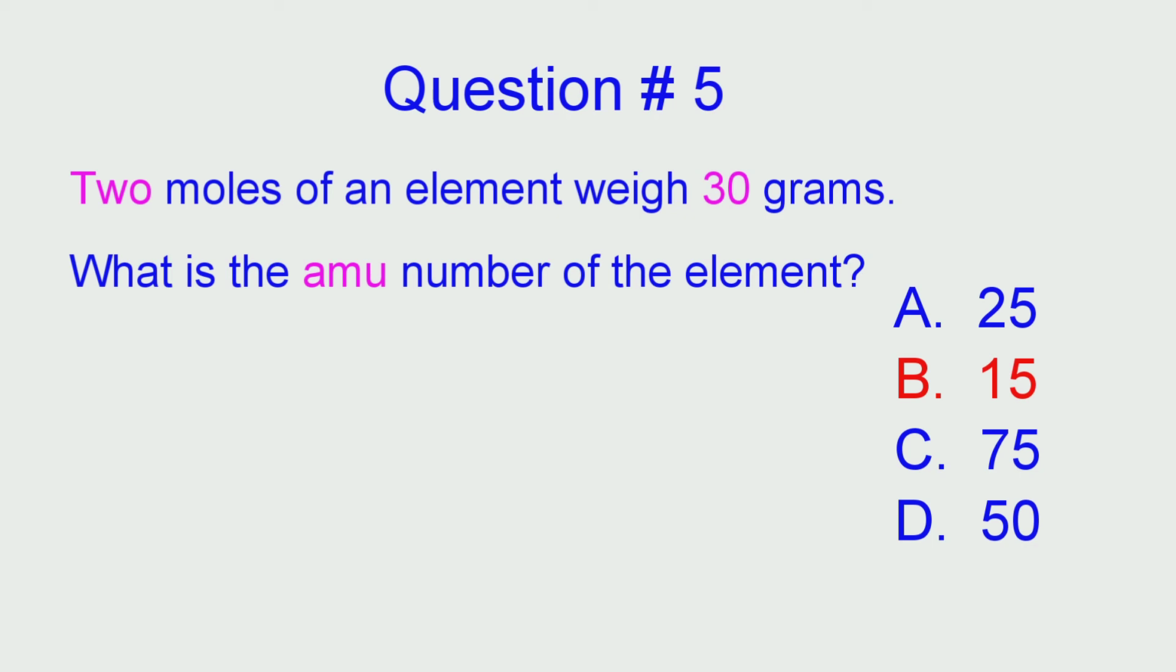If 2 moles of an element weighs 30 grams, then 1 mole of that element must weigh 15 grams. And the AMU number of an element equals the weight of 1 mole of that element stated in grams.